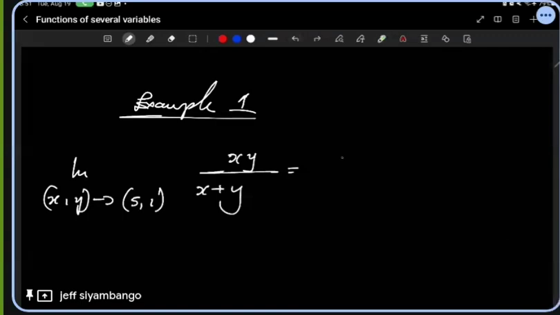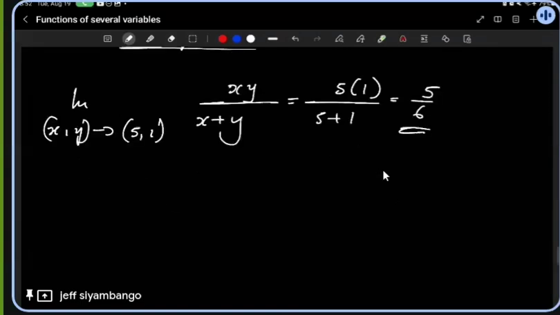We're going to have 5 multiplying 1 over 5 plus 1. This is going to be 5 over 6 as our limit. So this one was straightforward. We had no complications whatsoever. So evaluating the limit was very easy. But in some cases, we might need to use some tricks. And this is going to be the case for the next example.